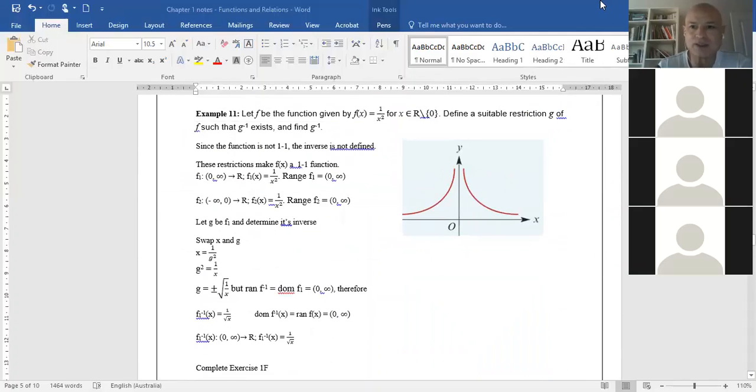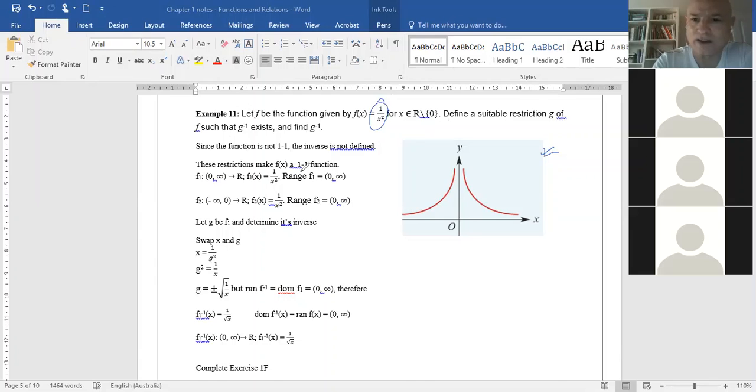Example 11 says let f be the function given by that, where x is an element of the reals. This is a truncus. How do I know that? Because it's got the x squared, and a truncus just means it looks like this all the time. As long as it's got an x squared and it's 1 divided by, it's a truncus. Define a suitable restriction g of f such that the inverse of g exists, and find the inverse.